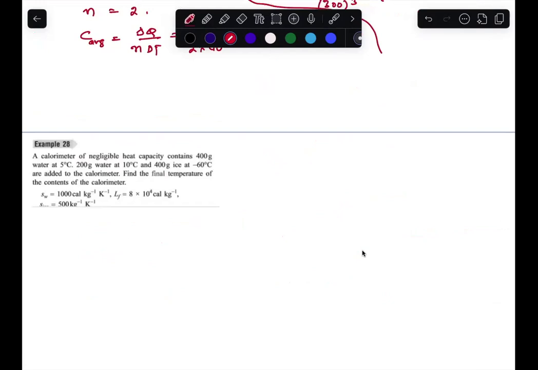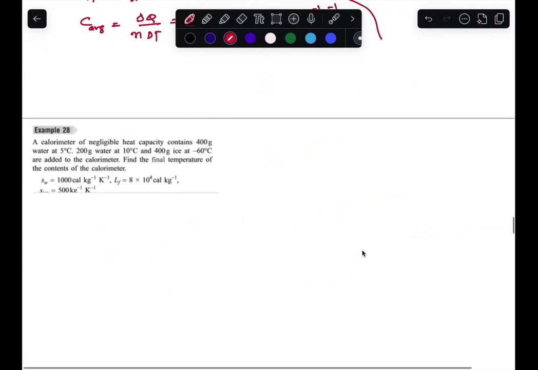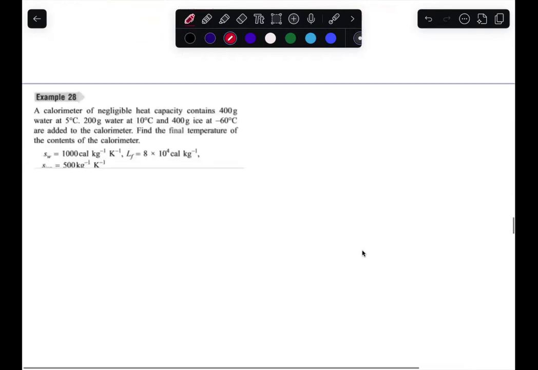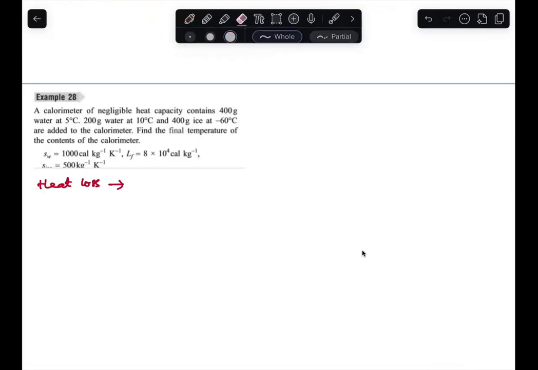What you have? A calorimeter of negligible heat capacity contains 400 grams of water at 5 degrees centigrade and 200 grams of water at 10 degrees centigrade. 400 grams ice at minus 60 degrees centigrade is added. Find the final temperature of the contents of the calorimeter. My style is like this: possible heat loss. Let us take possible heat loss, or else the most appreciable beggar in this is ice.